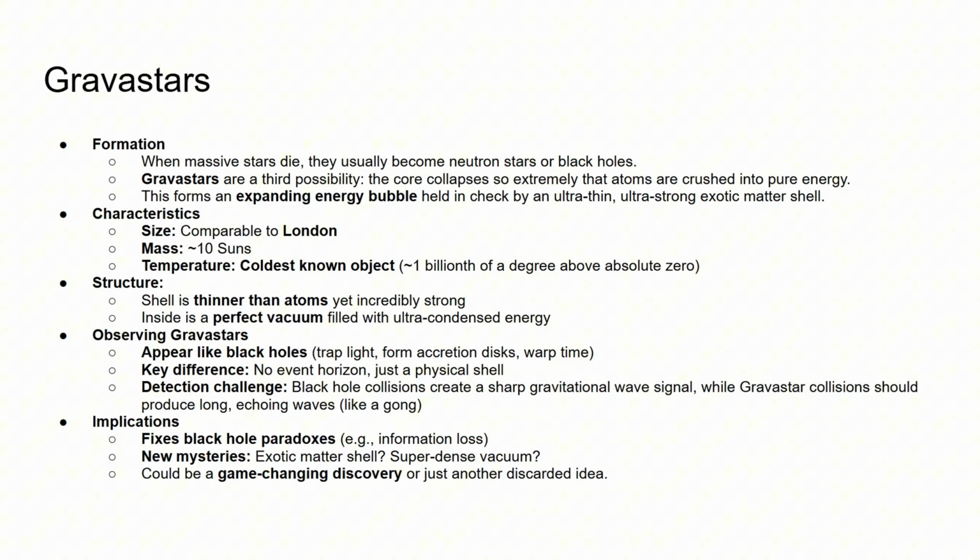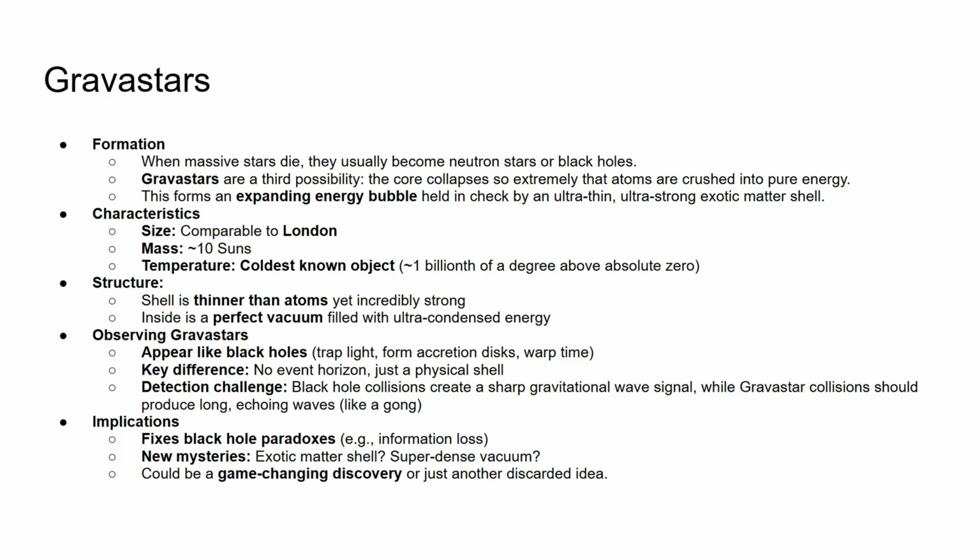and that the real event horizon is the shell of the gravistar. And then the challenge with detecting this is that black hole collisions create sharp gravitational wave signals, while gravistar collisions should produce long echoing waves, kind of like a gong. So it'd actually be easier to detect the collision of a gravistar than a normal black hole collision. And the reason this theory may work is because it fixes all the problems with information being lost to black holes. Because the information isn't lost, it just hits the shell and becomes part of it. It makes the shell larger, but it doesn't actually go anywhere.